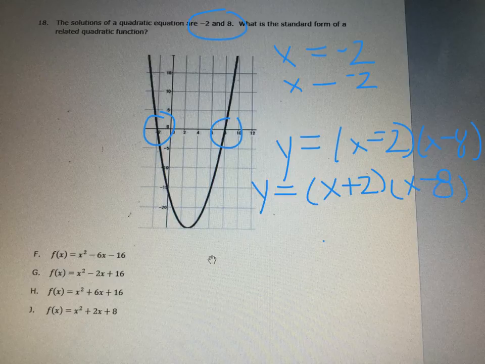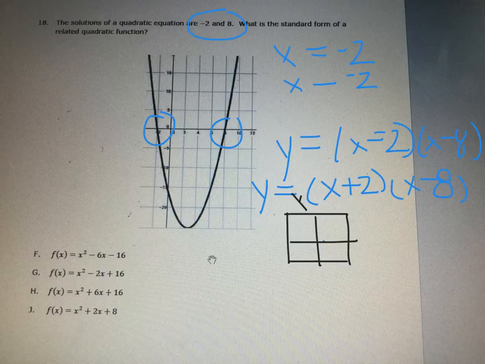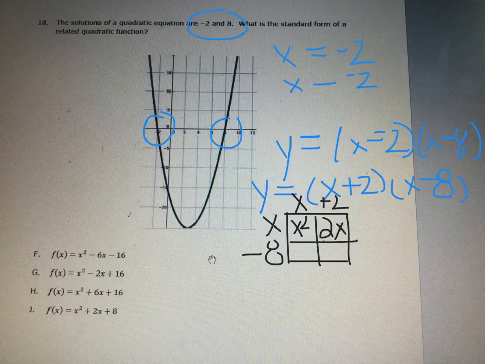And now we're going to FOIL, and I'm going to FOIL by using my box. So kind of the opposite of what we did in the last problem. So up here on the top, I'm going to put my x and my plus 2. And on the side, I'm going to put my x and my minus 8. And in the boxes, we do x times x to make x squared. X times 2 makes 2x. X times negative 8 makes a negative 8x. Negative 8 times 2 is going to make a negative 16.